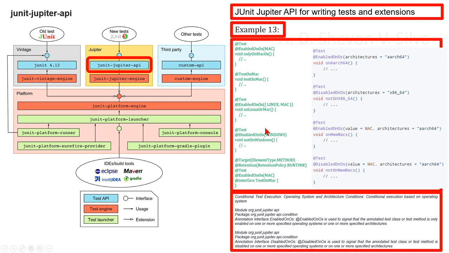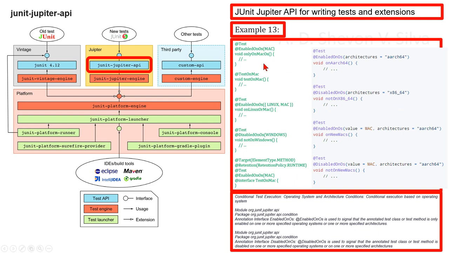the annotation interface EnabledOnOs, in package org.junit.jupiter.api.condition in module org.junit.jupiter.api: @EnabledOnOs is used to signal that the annotated test class or test method is only enabled on one or more specified operating systems or one or more specified architectures.